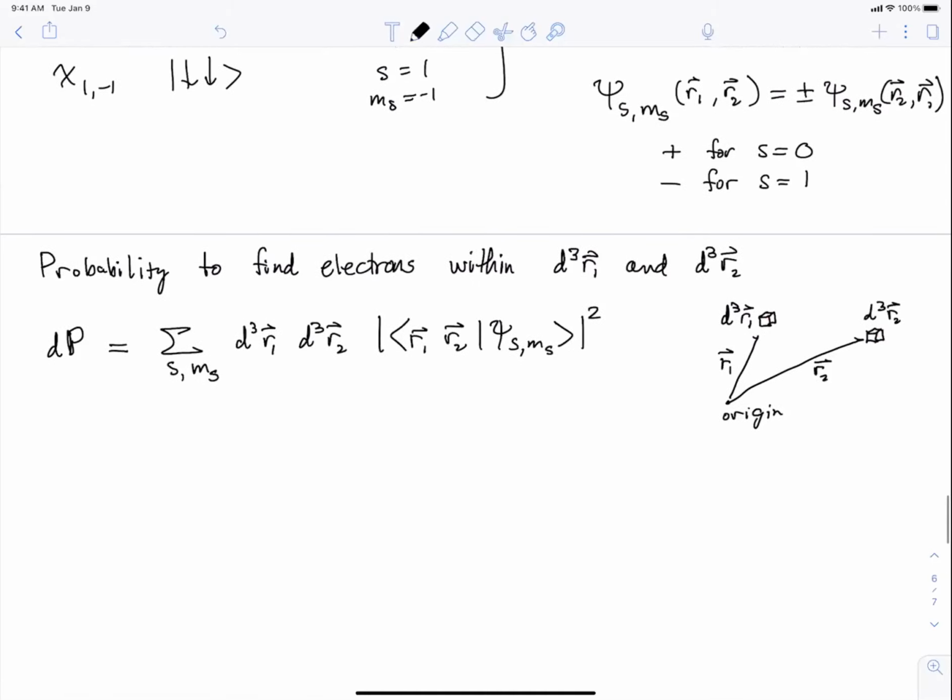Okay, but just another way of writing this is we can take the differentials, of course, outside the sum. And then we're summing over s equals 0 to 1, because for 2 electrons, those are the only combinations. And m sub s is minus s up to s. Okay, and then we're taking the square of our 4 different wave functions.